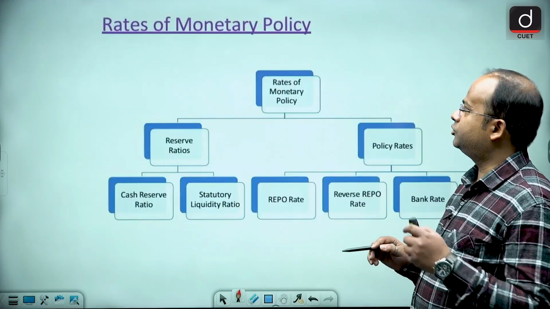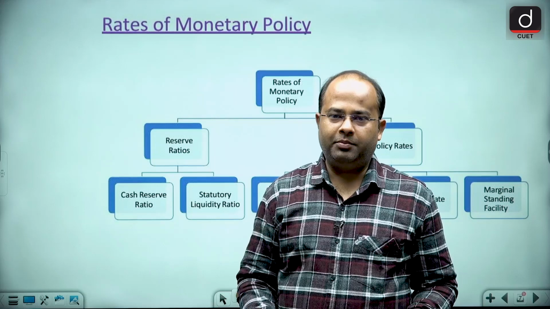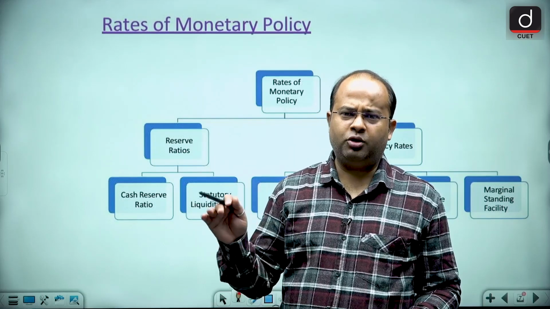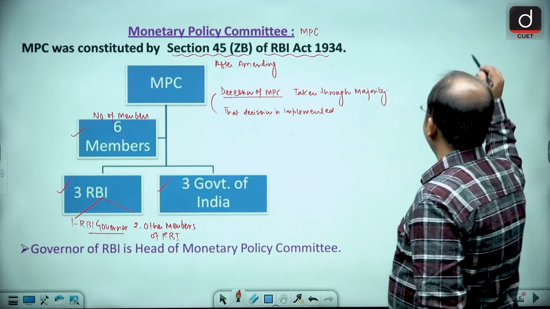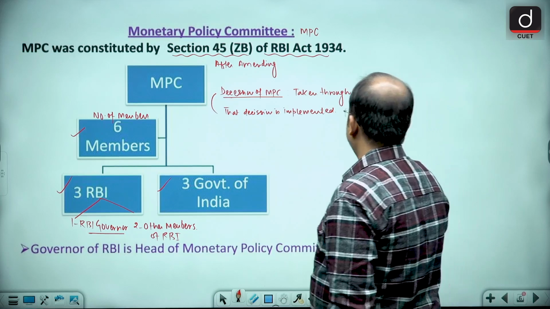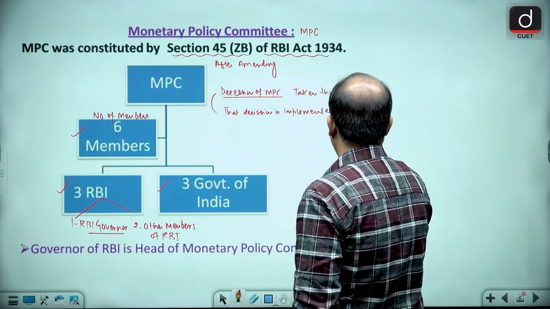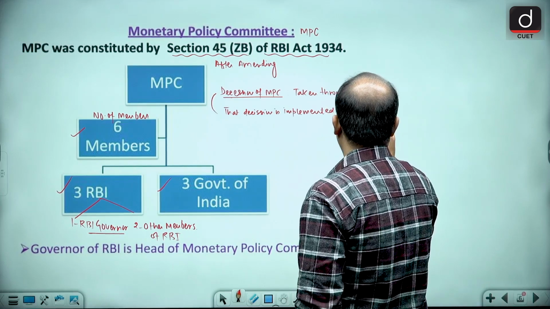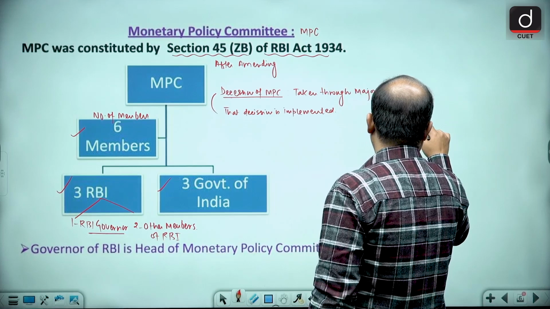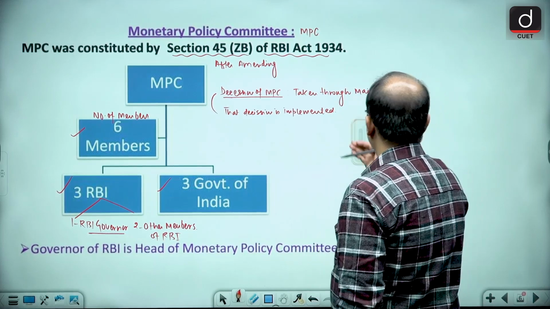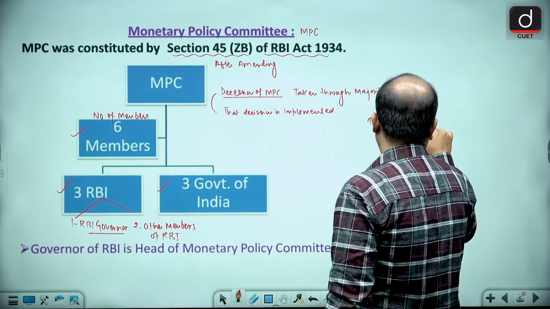So now guys, let's come to the rates of Monetary Policy Committee. Overall, if you see the rates of monetary policy, there are two types of methods being used. First is called qualitative tools. First of all, there are methods of the rates of RBI. So you will find the tools of monetary policy. Let's discuss the tools of monetary policy.